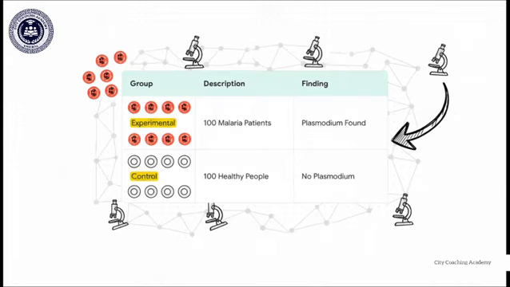And this is where the genius of a controlled experiment comes in. It's so elegant. Scientists took 2 groups of people. First, an experimental group of 100 patients who definitely had malaria. Then, a control group of 100 perfectly healthy people. The only significant difference between these 2 groups was the disease itself. Then, they took blood samples from every single person and put them under the microscope.